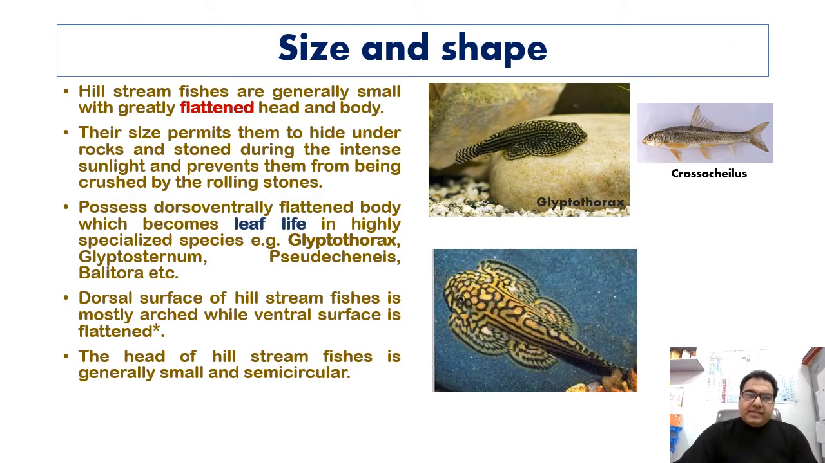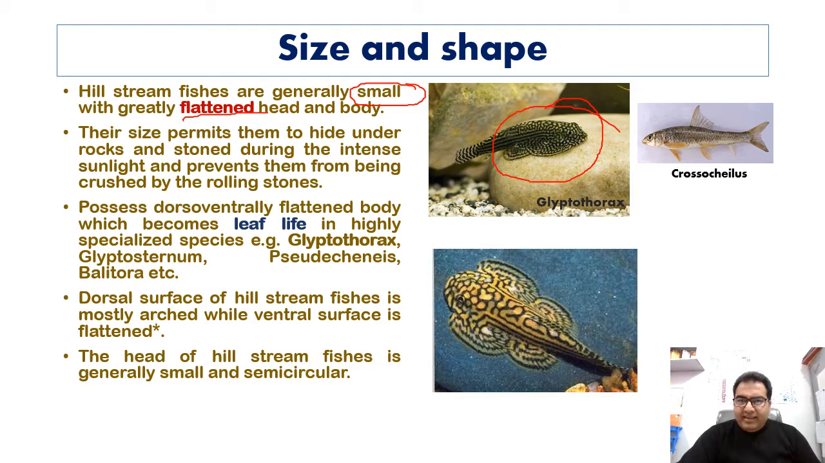When we talk about their size and shape, this is a very interesting one. These very hill stream fishes are generally small, because they have reduced their body, because a larger body size cannot counter the strong flow of the water. So the hill stream fishes have adapted themselves to a small body size, which is greatly flattened also.